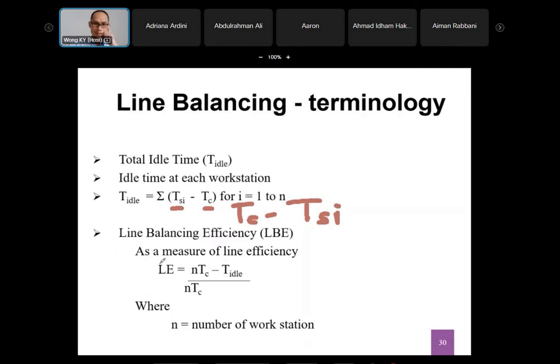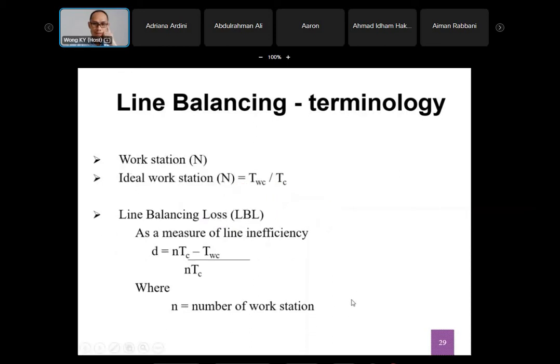Right, and there is a measure called line balancing efficiency. Before this, we calculate line balancing loss. Line balancing loss equals this formula: N, the number of workstations that you have, multiplied by the cycle time, minus the total work content, then divided by N times the cycle time. What is total work content? It's the summation of all the work element times. So line balancing loss is equal to this formula. Later you can refer to the notes.